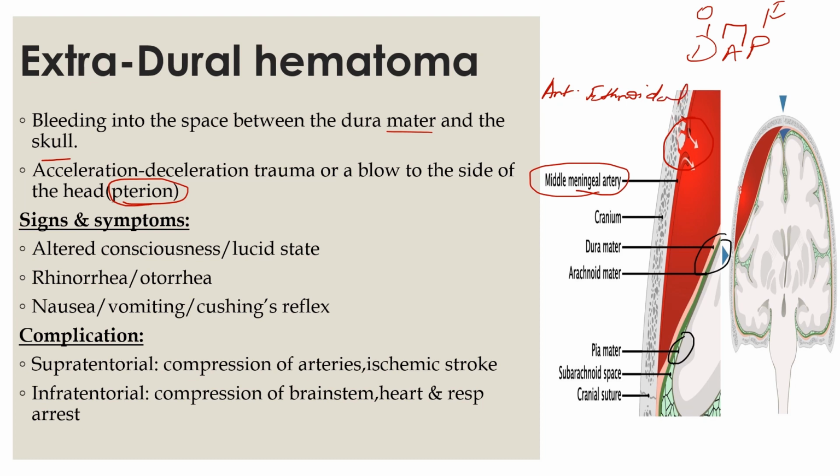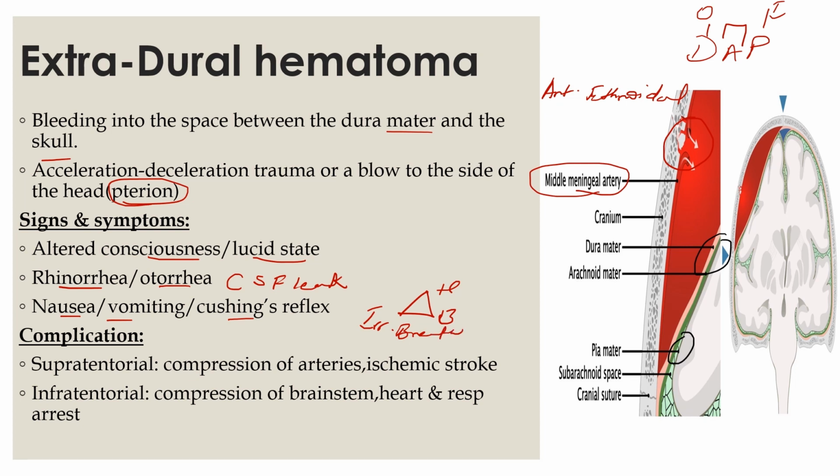The patient presents with altered state of consciousness or a lucid state. This is a brief interval where there is regained or restored consciousness. The patient might have CSF leak from the nose, rhinorrhea, or from the ears, otorrhea. The patient might have signs of raised intracranial pressure, for example, nausea, vomiting, or he will have Cushing's reflex, which is a triad of hypertension, bradycardia, and irregular breathing.